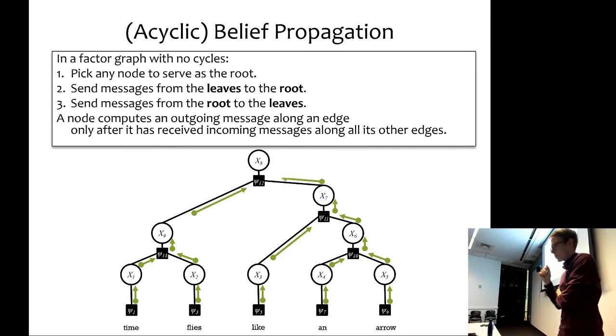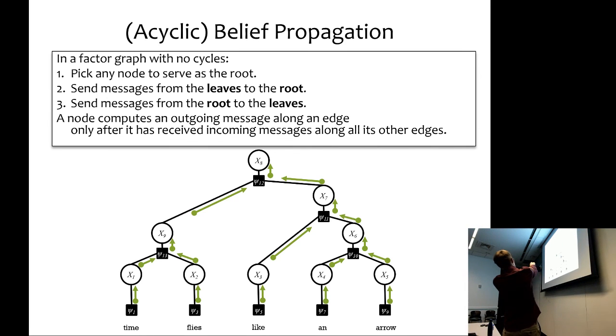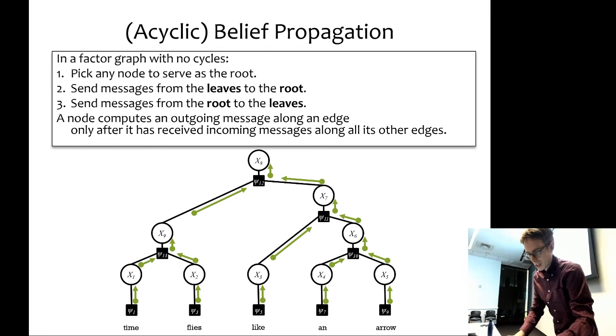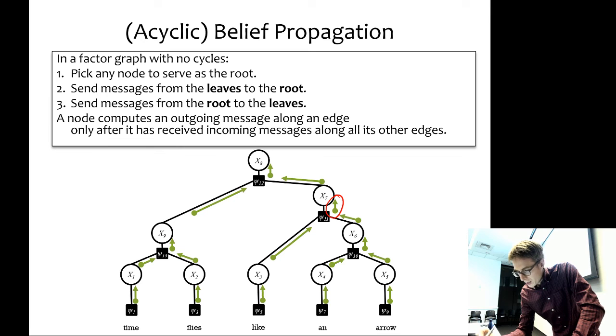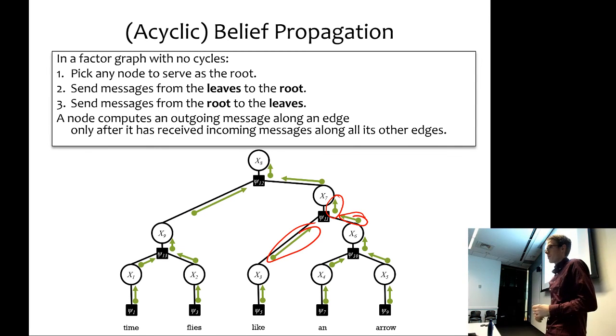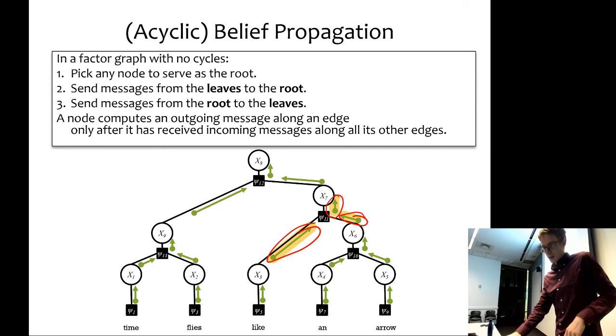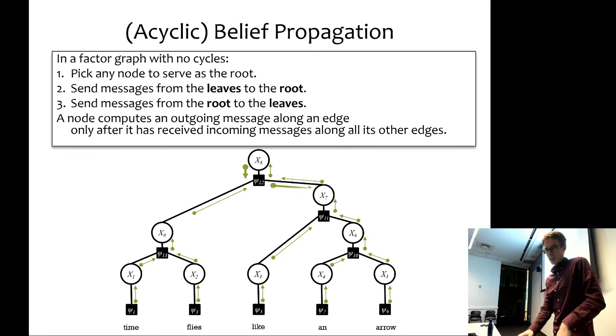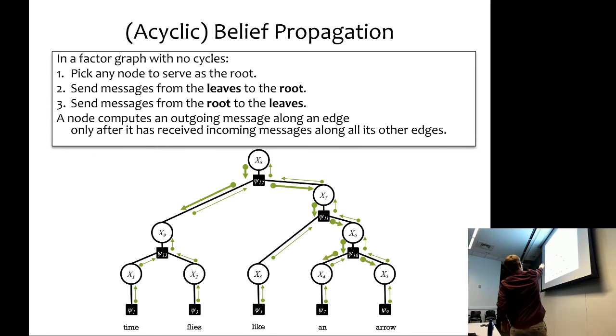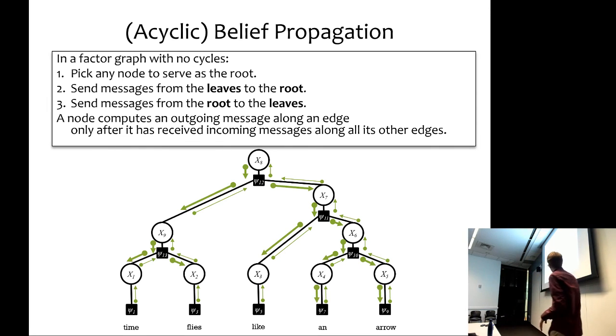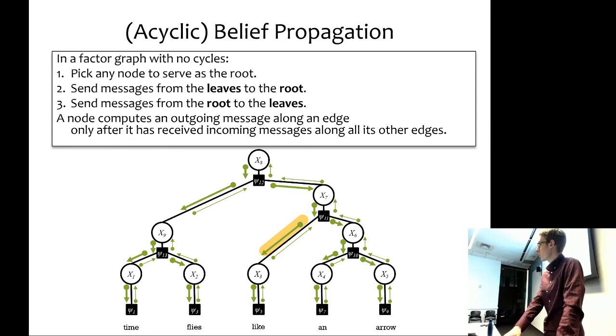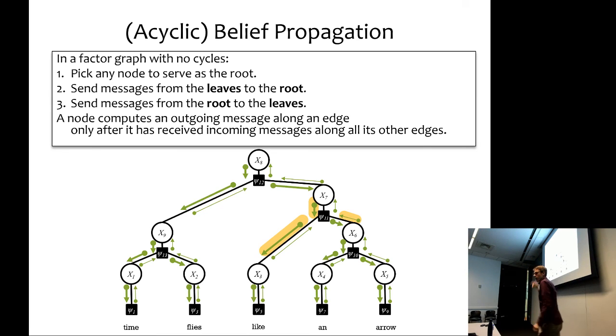Okay? But the key thing here is that a node computes an outgoing message along an edge, but only after it's received all of the incoming messages along its other edges. Right? So we can't actually send this little message until we've computed this one and that one. Okay? Once we've sent messages from leaves to root, now we can go back down in the other direction. Right? We can send a message top down, working our way through. And just as before, we can't compute this message until we have its two incoming messages. One of them was computed on the way up, and the other was computed on the way down.